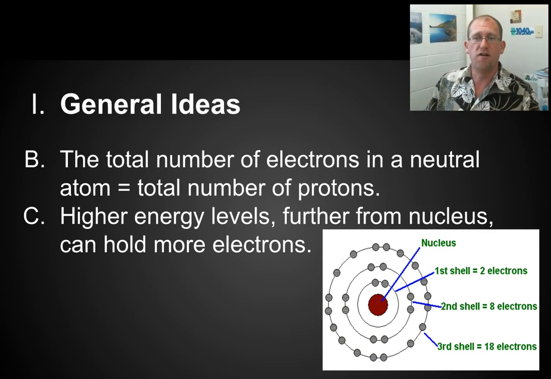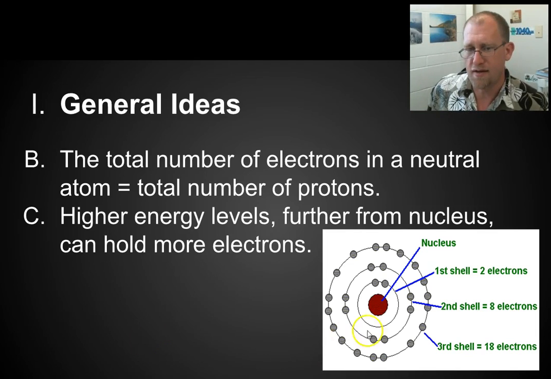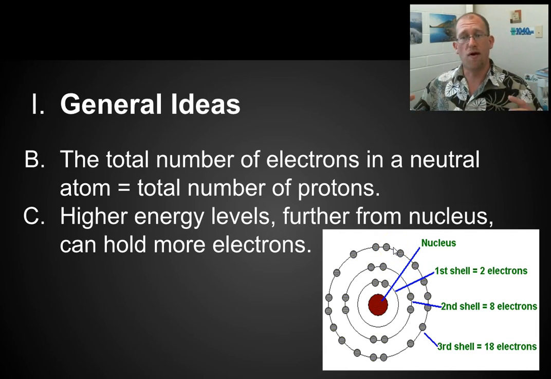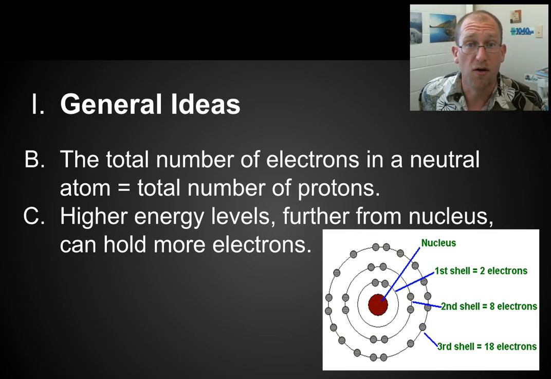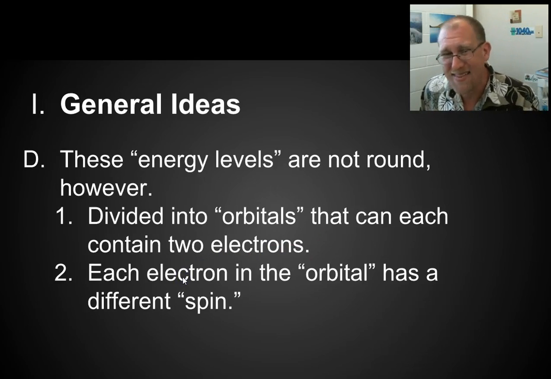A higher energy level is further from the nucleus and can hold more electrons. So in the first energy level nearest the nucleus, it can only hold 1 pair of electrons, 2 electrons. And then as you get bigger, energy level 2 can hold 8 electrons. Energy level 3 is even bigger, it can hold 18 electrons. And if this diagram were to keep going, energy level 4 can hold more, energy level 5 can hold even more. So the bigger the energy level, the more electrons it can hold, the further away it is from the nucleus. Okay?